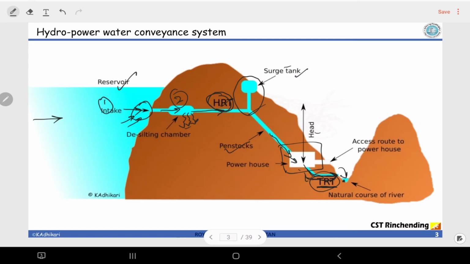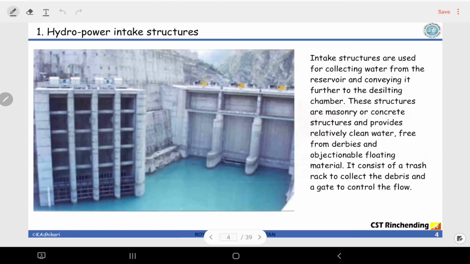So let's quickly go and start with the intake facilities. So this is a picture, not in Bhutan but somewhere in mountainous topography. I do not know exactly where this dam is, but in Bhutan our dam would mostly be something like this. Okay, the intake facilities in our condition would be something like this.